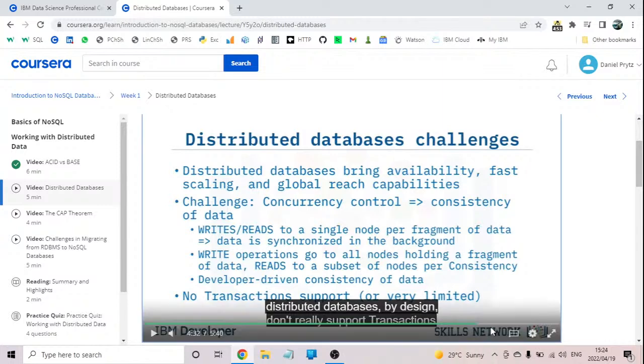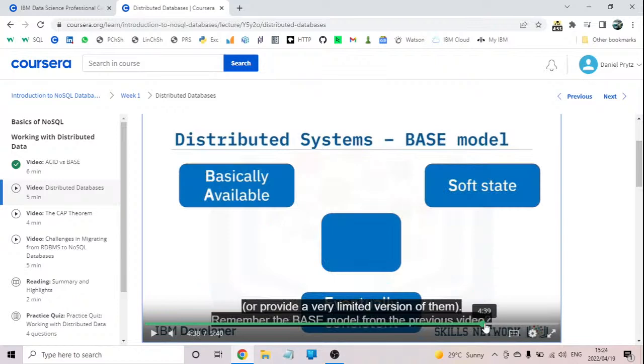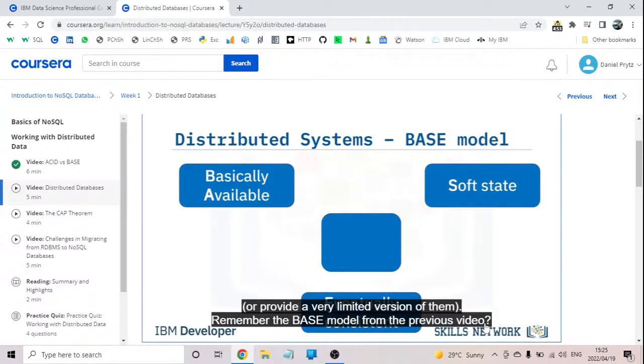Okay, we have one more. I'm not really sure what they want to do here, but all right. So distributed database systems. What is it? Base model. Because they are primarily on the base model.